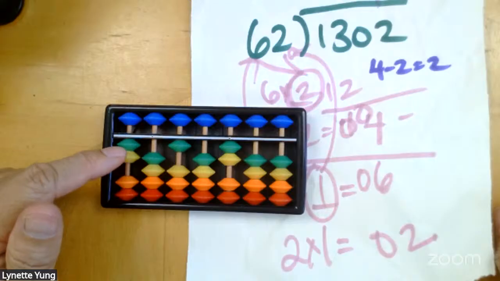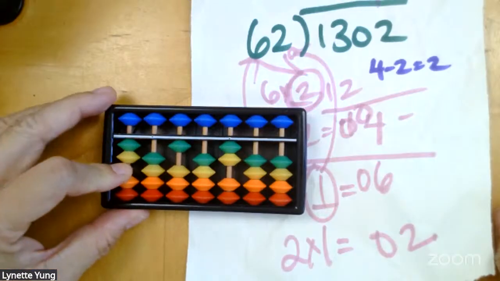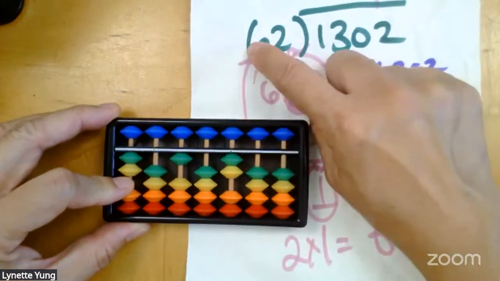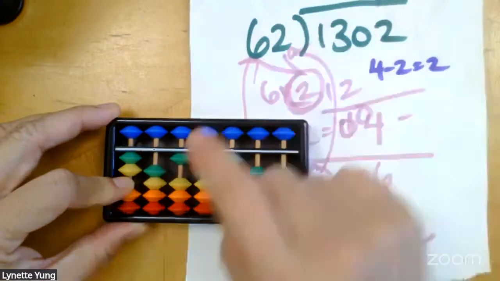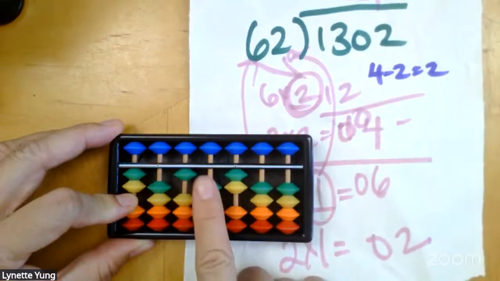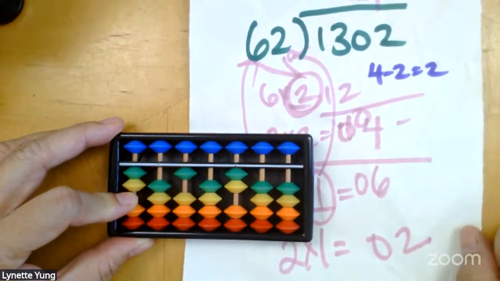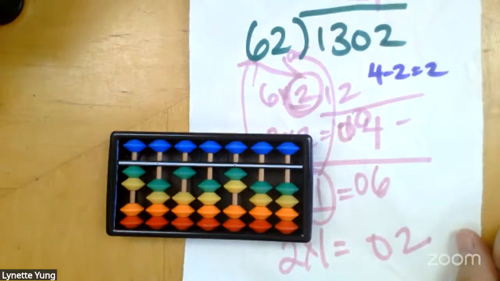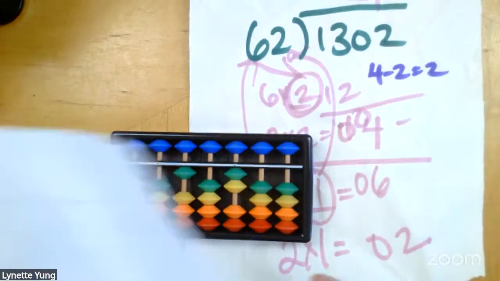Now we do the 2. Because you did the 6, we do the 2. So 2 times 2 is equal to 4. 0, 4. Just like this, right?